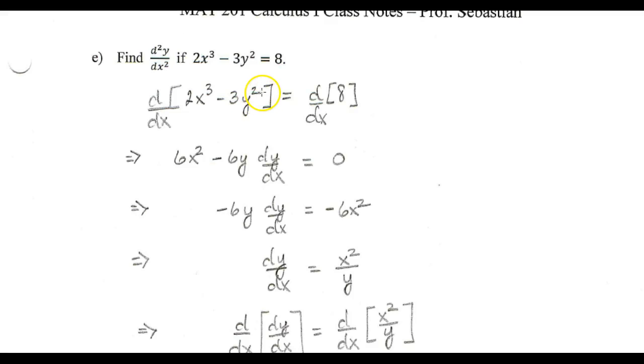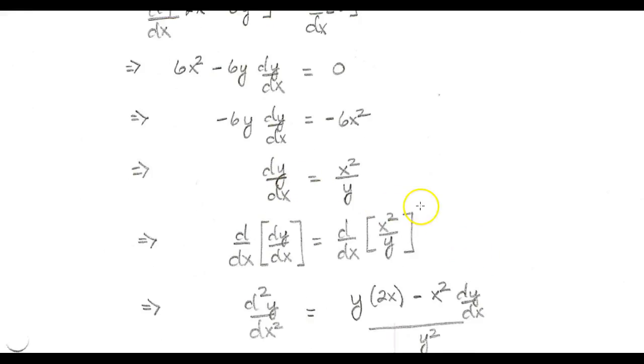So I first have to take the derivative of the outside. Bring the 2 down. I get minus 6 times y to the first power. Then I multiply it times the derivative inside. The derivative inside is y. I don't know what it is, so I just write it as dy dx. Equals the derivative of 8, which is 0. So I have a simple algebraic equation to solve for dy dx. Subtract 6x squared from both sides. Divide by minus 6y. I get dy dx is x squared over y. Okay, so that's the first derivative.